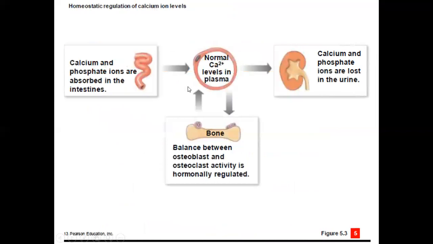So normal calcium levels in the plasma, calcium is absorbed through the intestines. You can either store it in bone or release it from bone. So here's osteoblasts building bone and storing calcium. Here's that giant osteoclast breaking bone down and releasing calcium. And you can also excrete calcium and phosphate in the urine, more or less of it. And you can change the rate at which that happens.